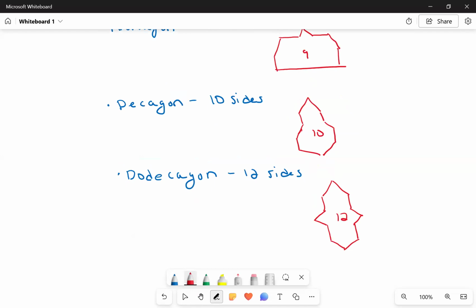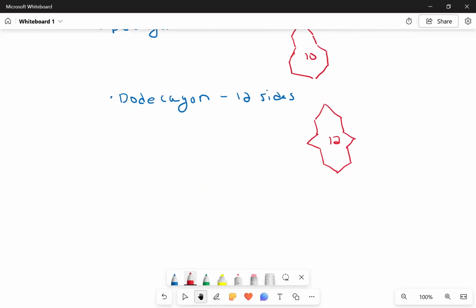Polygons. Okay. Now, I'm going to talk about specifics with triangles and quadrilaterals in a second. I want to just go through a little bit of vocabulary really quick for polygons, okay?